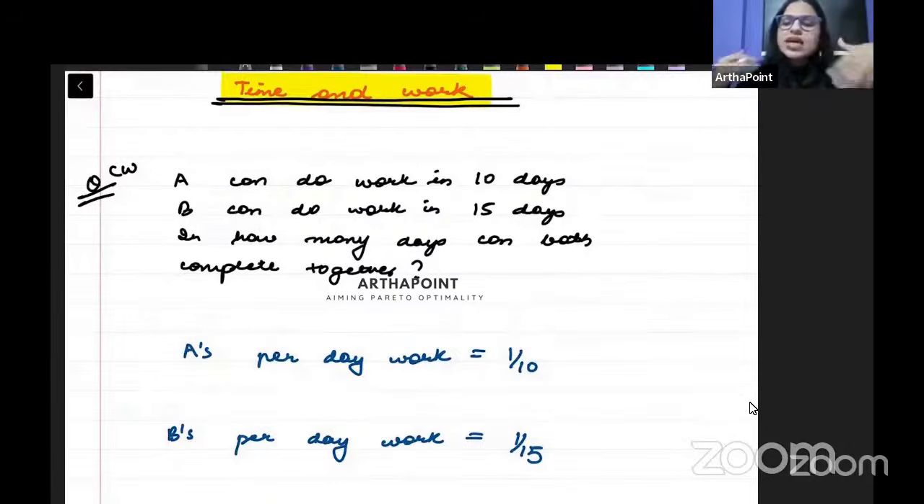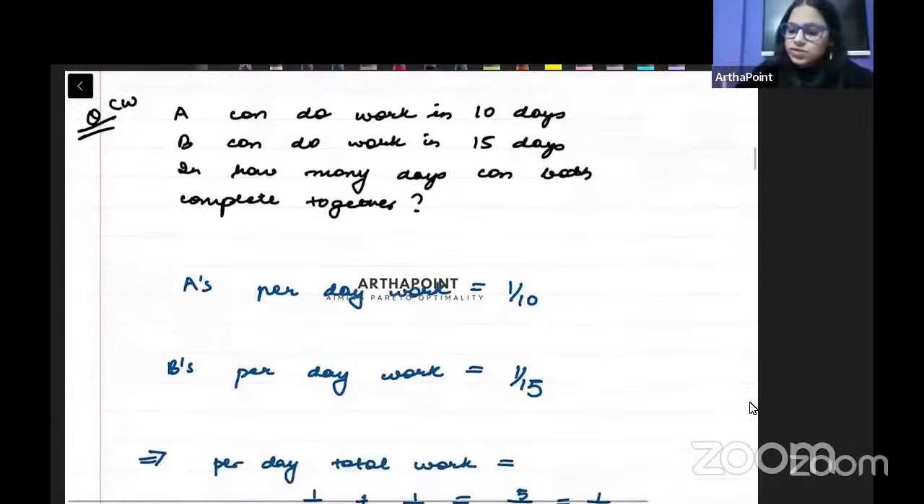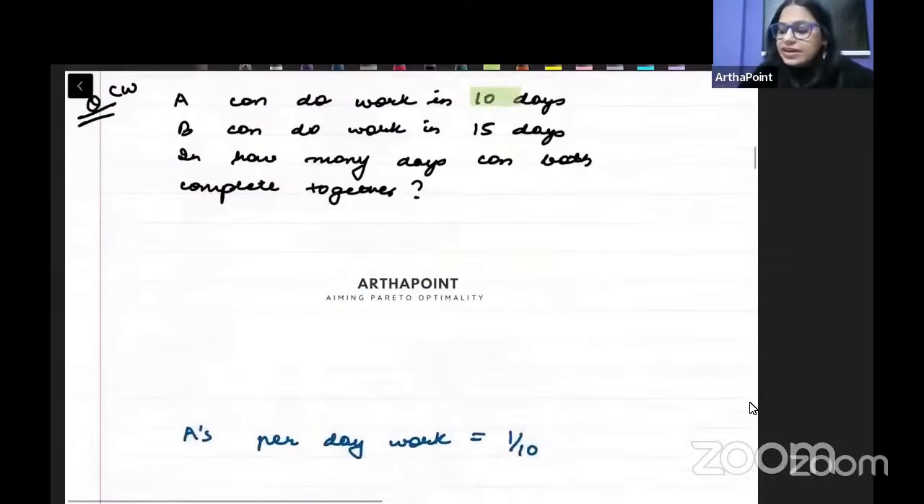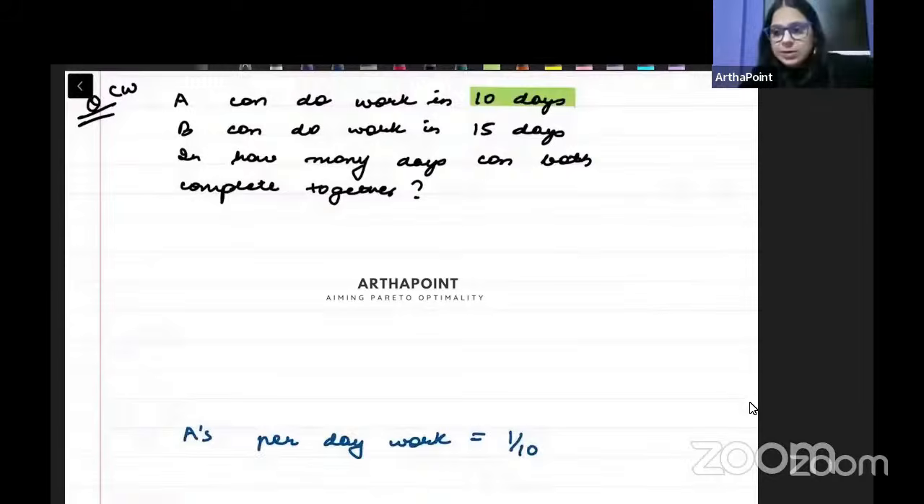तो ऐसे क्वेश्चंस एग्जाम में बहुत ज्यादा आएंगे where you will be given time and work kind of questions. Let us see the first question of this type beta. So this says that A can do a work in 10 days. अगर A अकेले लगे, if A is individually putting all his effort, then A can do the task in 10 days. So beta, if A can do in 10 days, हमेशा इसको 1 के टर्म्स में निकालो.